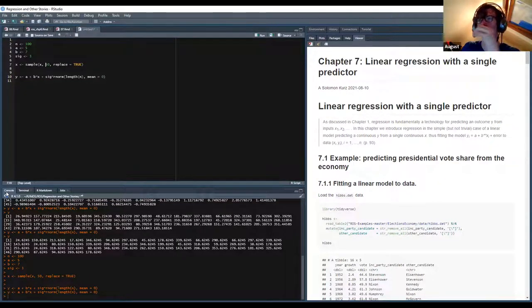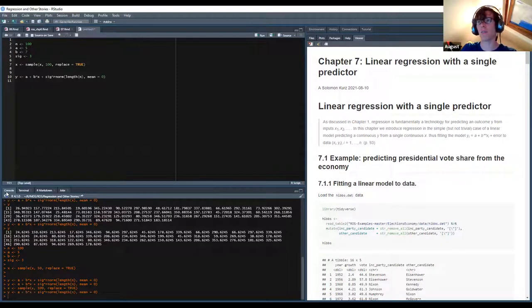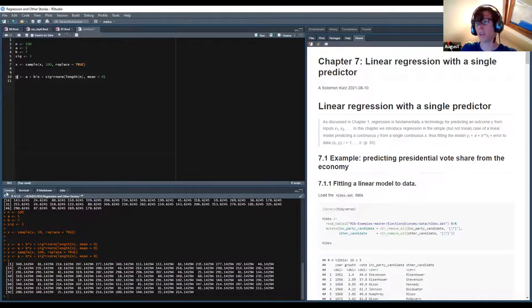But that doesn't need to be 50 because it says 1 to 50, but 100 points. So I need to sample. So sample. Oh, values of x. Yeah, so that needs to be 100. So then that needs to be that. And then we've now got 100 points. Right. Nice. Okay. Wait, I've done that wrong.